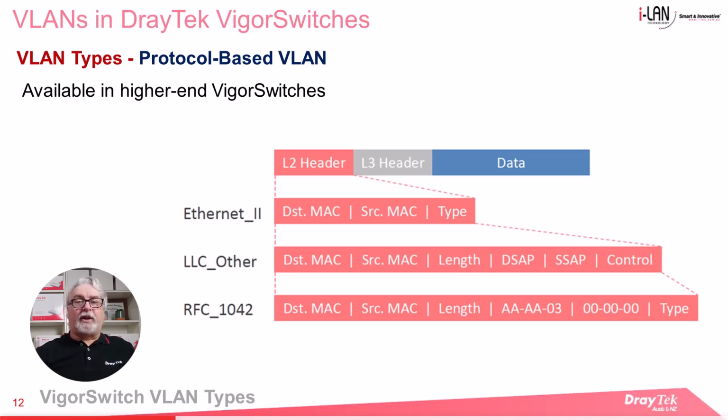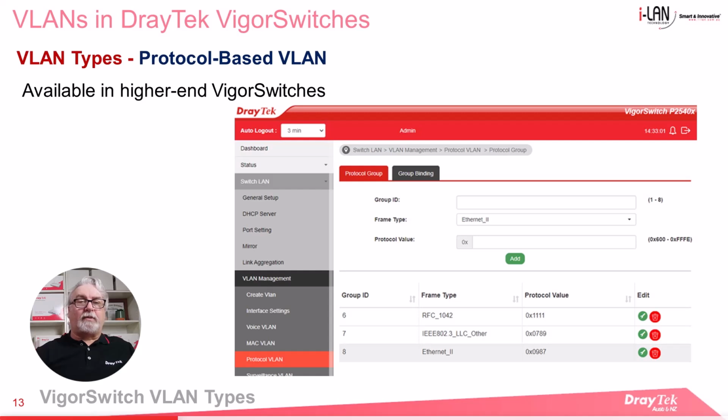The switch ports will need to be set up as hybrid ports. In Layer 2 and Layer 2 Plus VigorSwitches, there are 3 different group IDs corresponding to each frame, which can be selected. You can also create a custom group ID with the required protocol values.